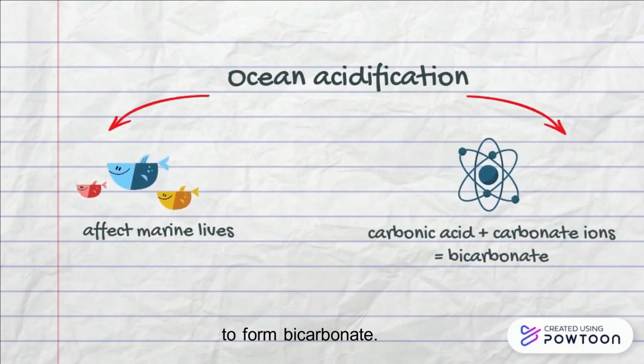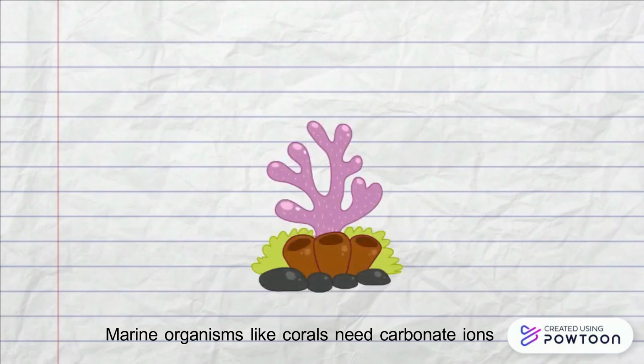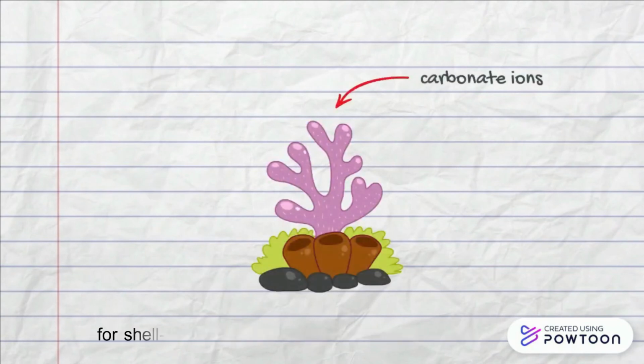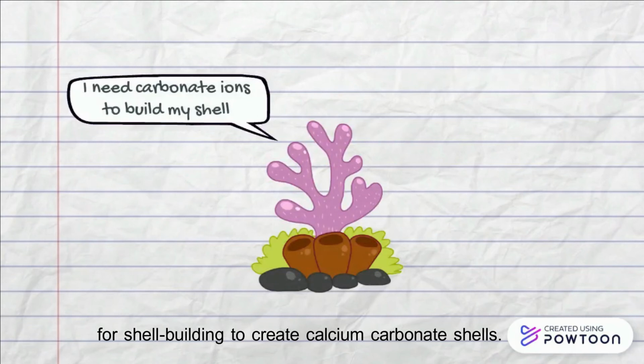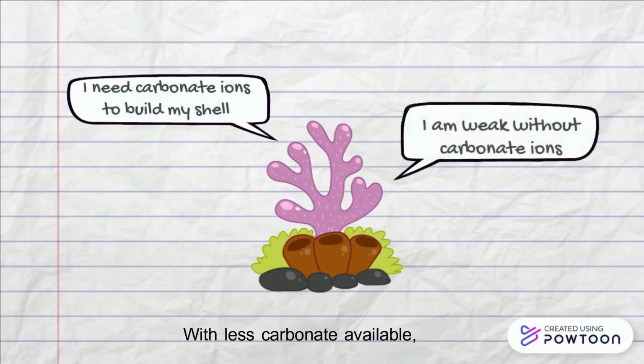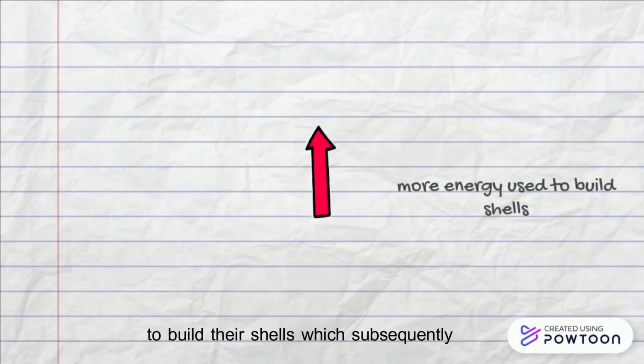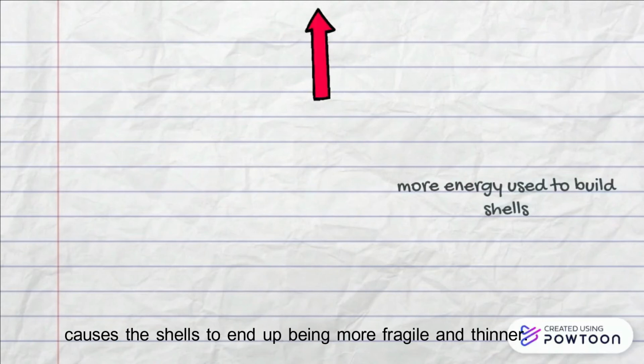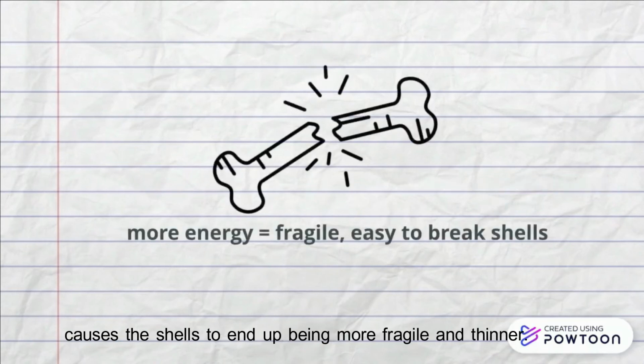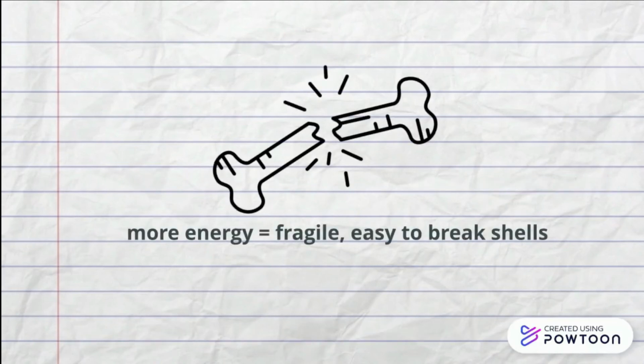to form bicarbonate. Marine organisms like corals need carbonate ions for shell building to create calcium carbonate shells. With less carbonate available, the organisms need to use more energy to build their shells, which subsequently causes the shells to end up being more fragile and thinner.